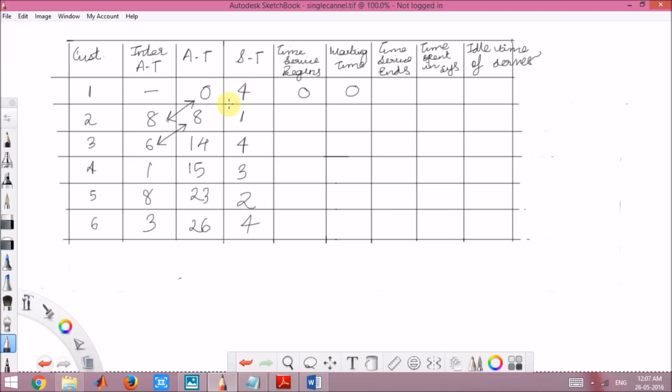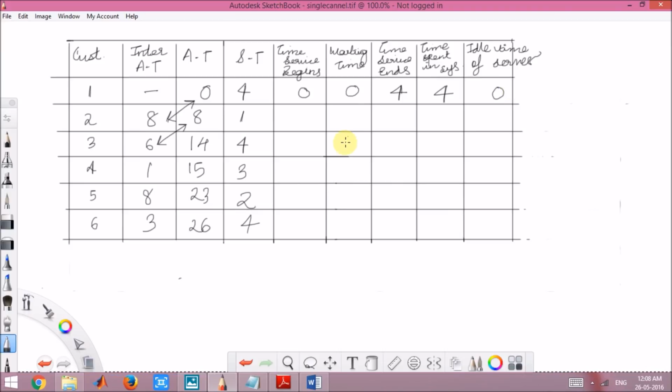Since it started at 0, the service time is 4. When you add these, you get 4. So it ends at time 4. Now the total time spent in the system is the addition of these two, right? In the system is the service time plus the time it waited in the queue. So this will be 4. Idle time of the server is 0 because since the time it started, it's been using all the cycles.